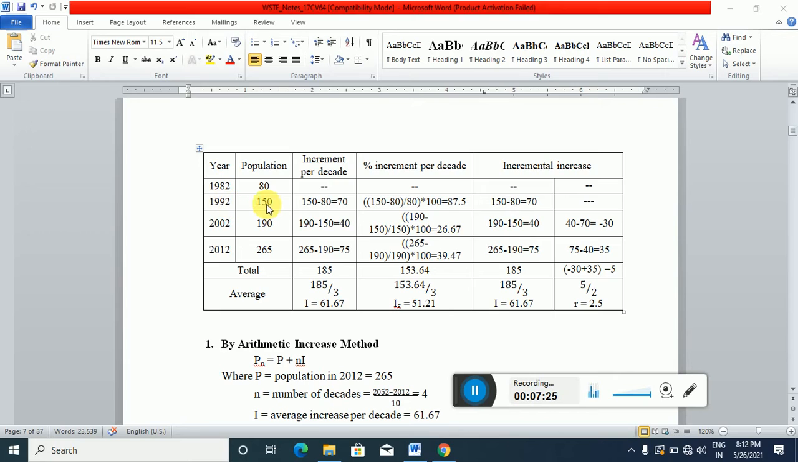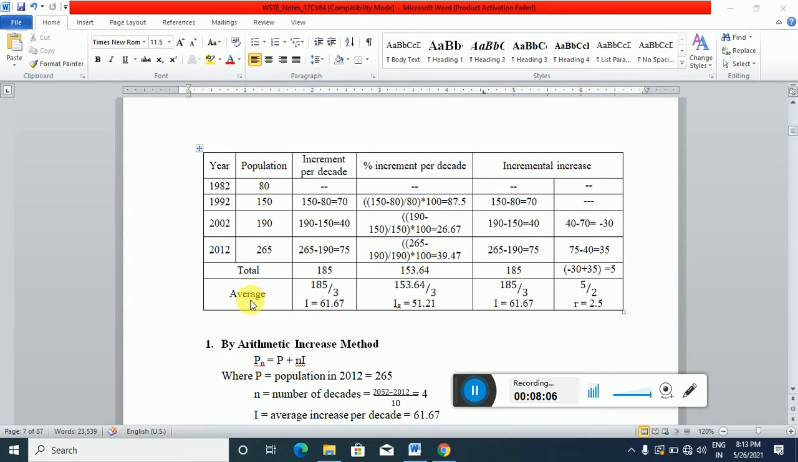So for 1992, we subtract 150 minus 80, so the increment per decade will be 70. Similarly for the year increment, in the first column there won't be any number because there is no increment in this year. In the next year we take the difference of these two values, 150 minus 80, it is 70. Similarly in 2002, 190 minus 150, the increase is 40. In 2012 it is 265 minus 190, it is 75. So this is the total incremental increase for the 3 decades.